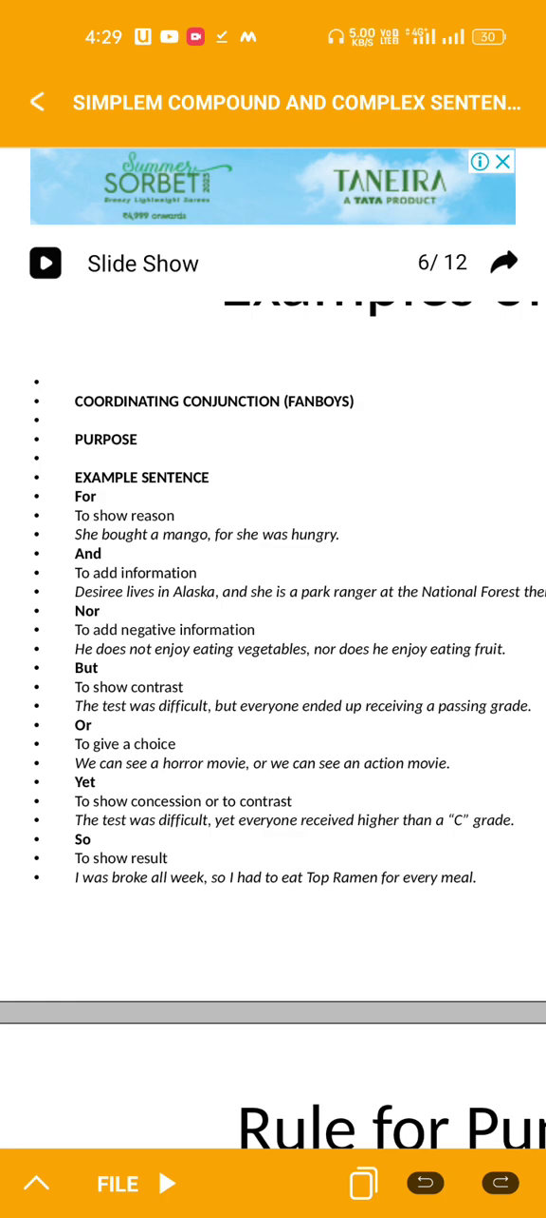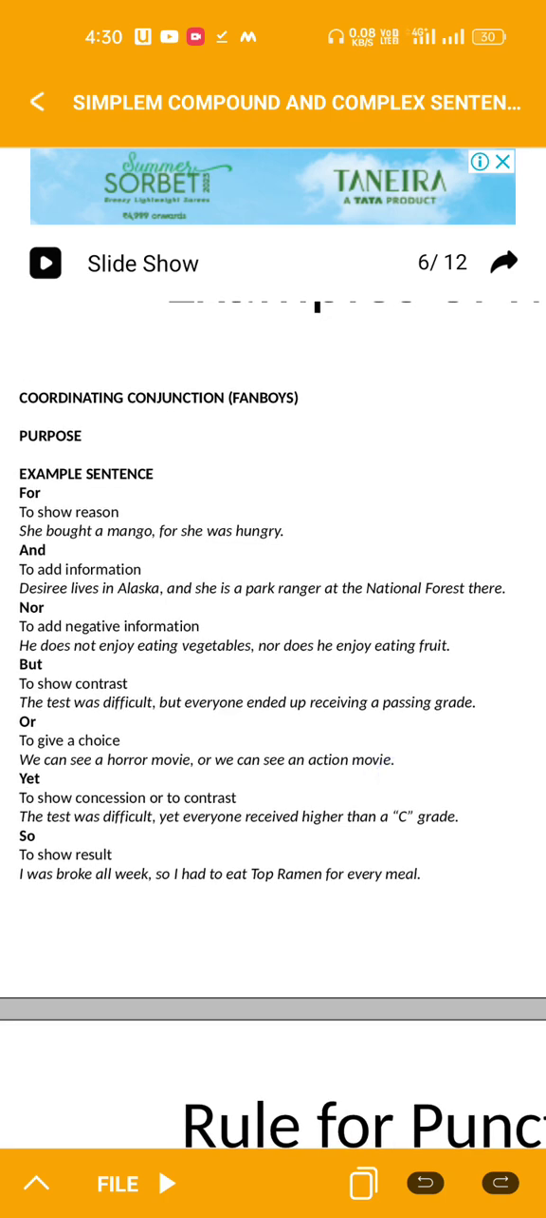Similarly, and is used to add information. Desiree lives in Alaska. Now, Desiree is a subject, lives is a verb, so it is an independent clause. It can exist on its own. Desiree lives in Alaska. And another independent clause, she is a park ranger at the national forest there. Now, she is a park ranger, again the whole sentence can exist on its own. So the only thing that has joined these two independent clauses is and.